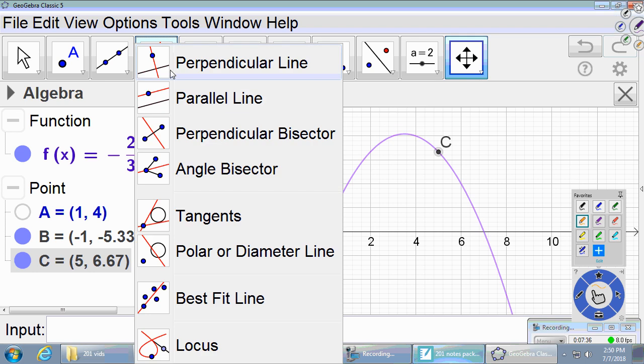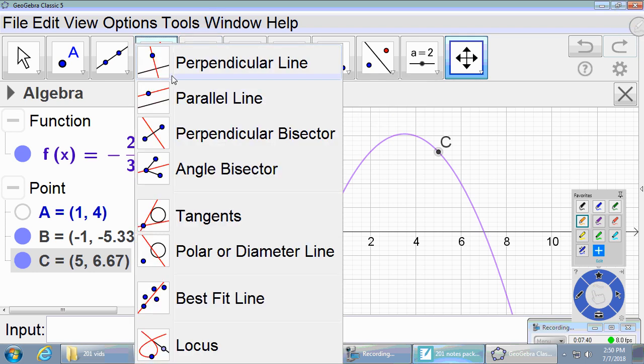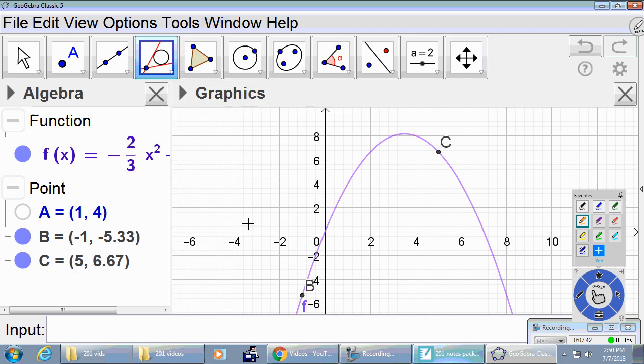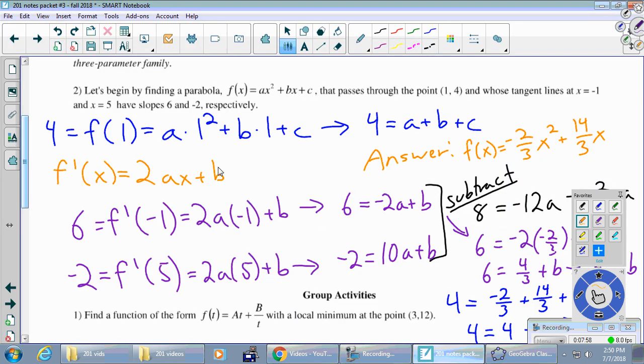It's right in this drop down right here. So all I did was click this downward triangle and click on the word tangent, and then click the point and then anywhere on the curve. And that right there is the tangent line at B. And if we take a look, here's the equation of that tangent line, 6x plus 0.67. And of course, the slope right there is the m, which is 6. Hey, that's great because we wanted the parabola to have a slope of 6 there.